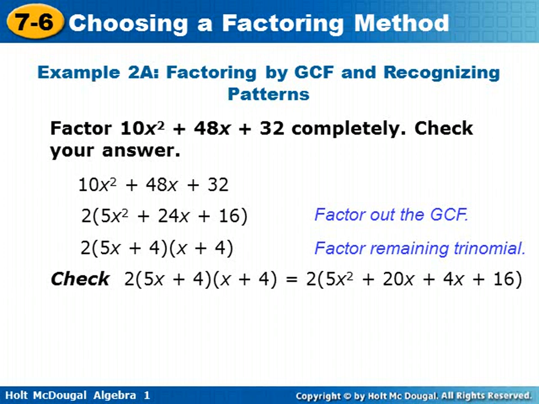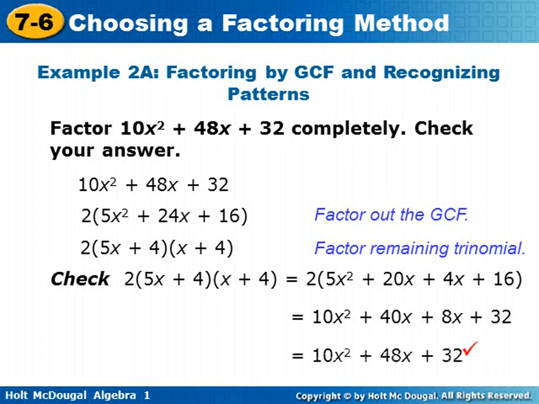To check our answer, we multiply the two binomials back together, and we still have the 2 on the outside of the parentheses, so we get 2 times in parentheses 5x squared plus 20x plus 4x plus 16. And then we multiply in the 2, and that gives us 10x squared plus 40x plus 8x plus 32, which is 10x squared plus 48x plus 32, which is the original problem, so we know we factored correctly.